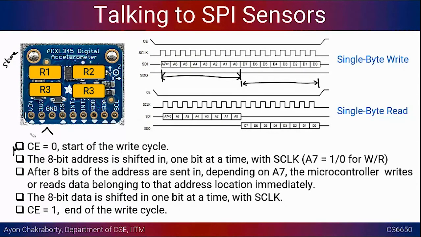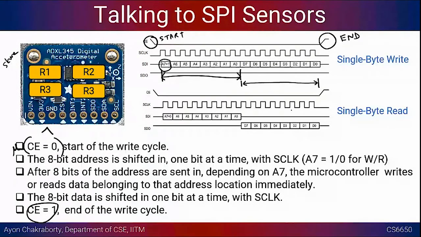And as a part of the protocol, there are certain things that you need to do. The first thing is that you need to put the chip enable at 0. This always marks the start of the write cycle. In the end you have to make the chip enable equal to 1, which is the end of the write cycle. Whenever it is done, you raise it to high. If you are reading or writing, it doesn't matter. In the beginning, the 8-bit address you feed first to the system, and the A7, the most significant bit here, will be 0 or 1 depending on whether you are reading or writing.